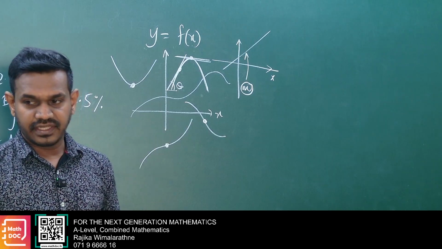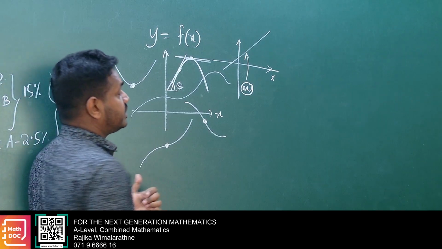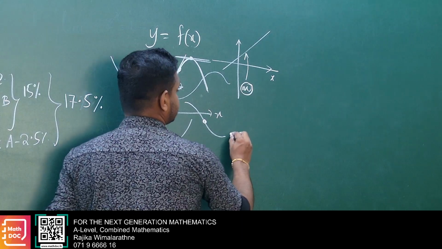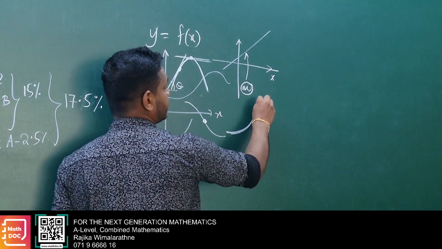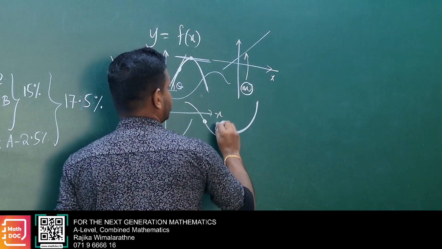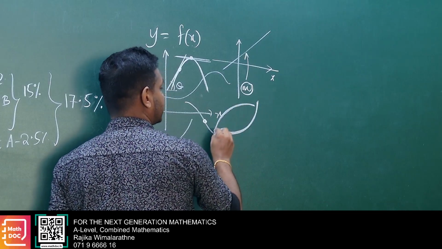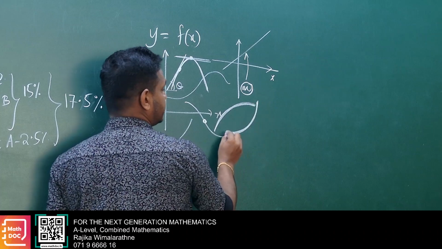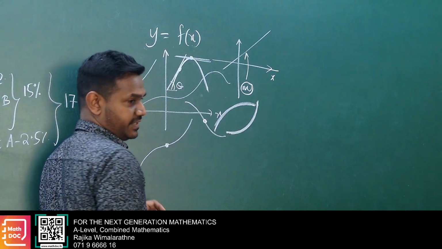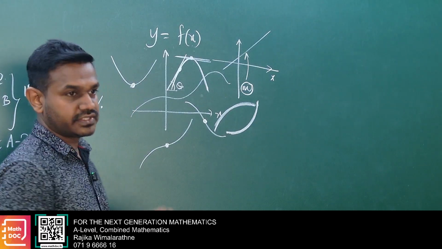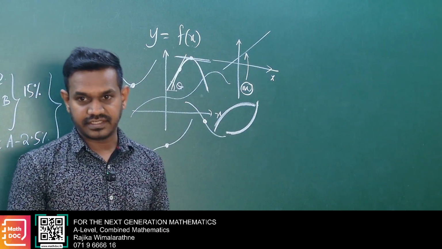Differentiation especially. Then there can be a graph like this; here we call it concave up. Here there can be a graph like this; we say concave down. Concavity also can be obtained by differentiation.